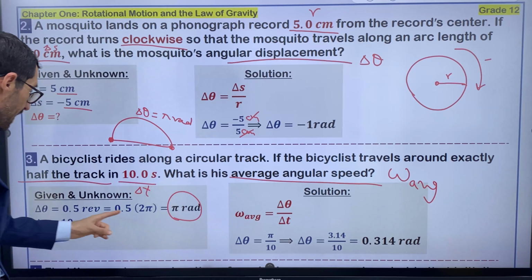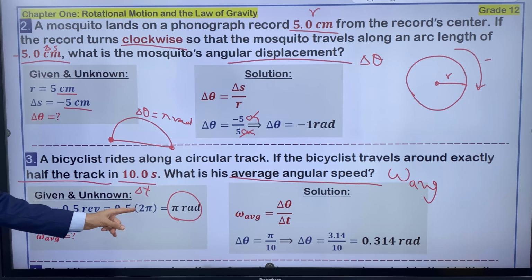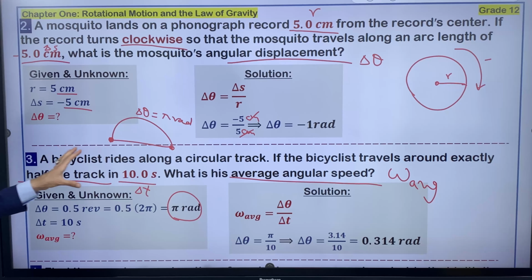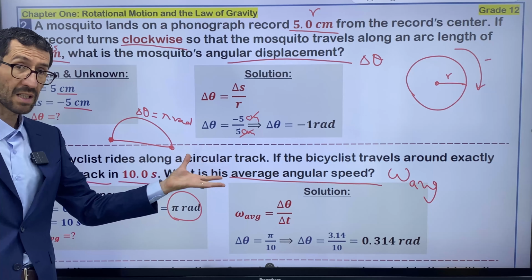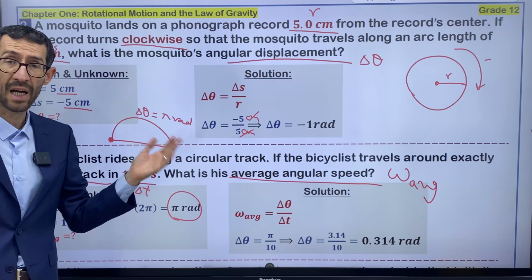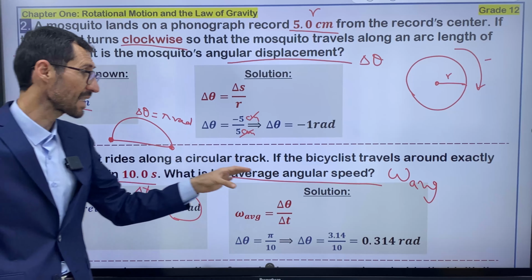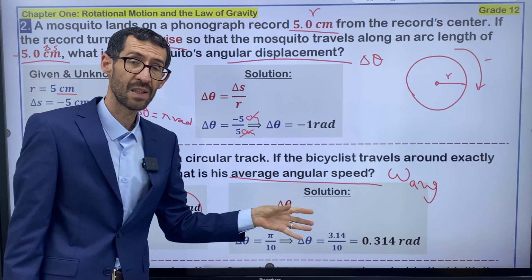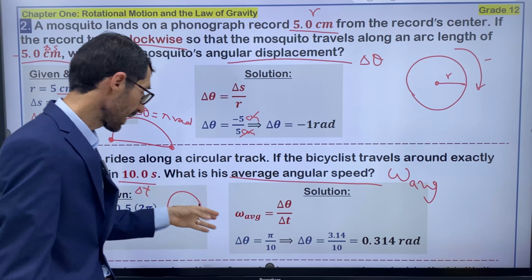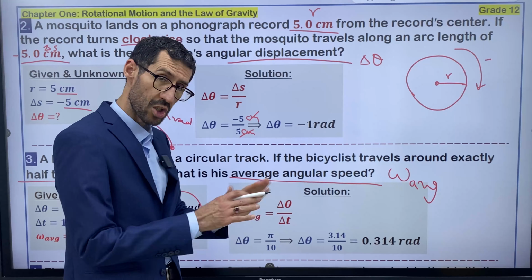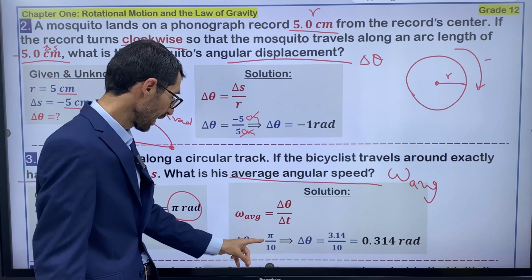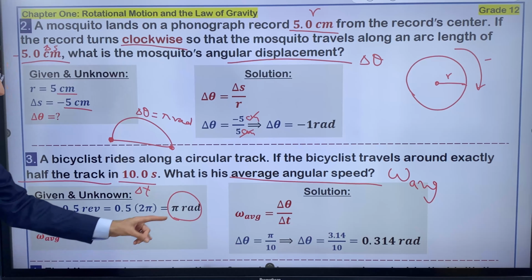Delta theta becomes pi, right? Because it doesn't mention the direction. It doesn't mention whether it's clockwise or counterclockwise. So take it as counterclockwise. Deal with it as a positive direction. That's why we didn't mention any sign here. Delta theta becomes pi, delta t becomes 10.